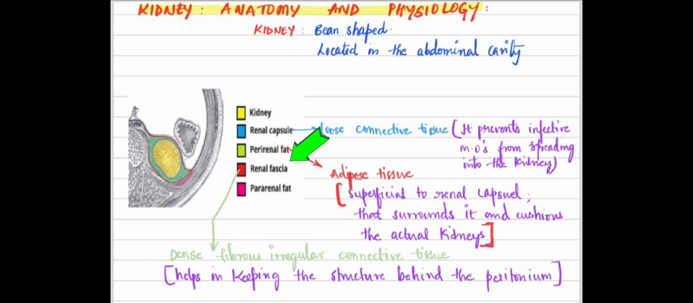The next layer is the perirenal fat, made up of adipose tissue. It is superficial to the renal capsule that surrounds it and cushions the actual kidneys. The next layer to this is the renal fascia. This is a dense, fibrous, irregular connective tissue. It helps in keeping the structures behind the peritoneum. There is another layer outside of the renal fascia, which is perirenal fat.